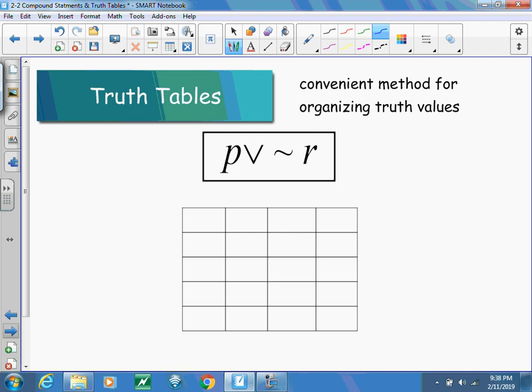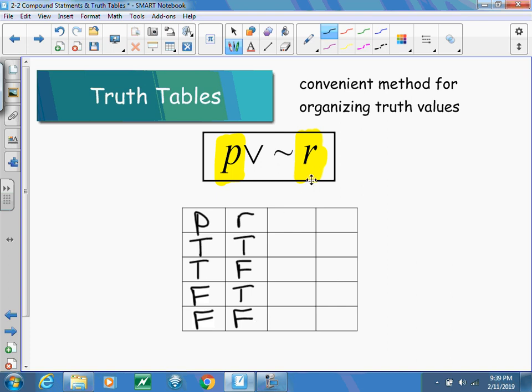So here's our first one that we're going to look at, where we take P, this is a disjunction, so P or the negation of R. So the first thing that I'm going to look for here is how many letters of the alphabet do I have? How many statements are we looking for? And I have two of them. I have statement P and I have statement R. Those are the two that we're looking for. So that means that we have four different options that are going to exist. True, true, true, false, false, true, or false, false. Doesn't matter the order that you put these in, but there are four different combinations.